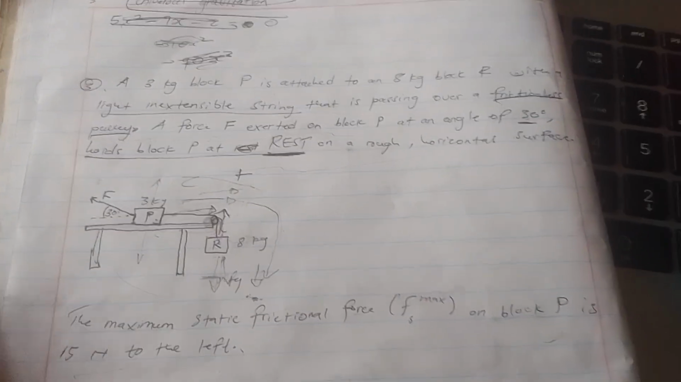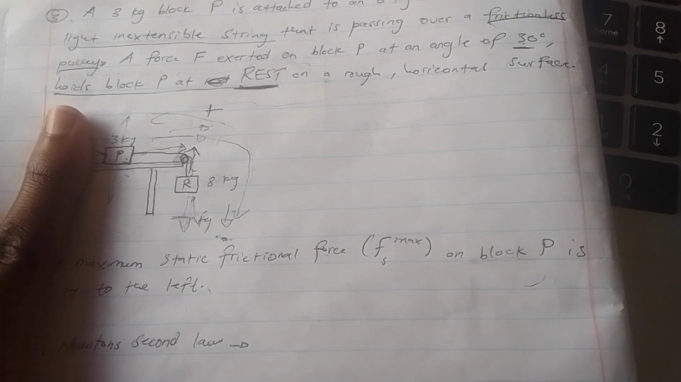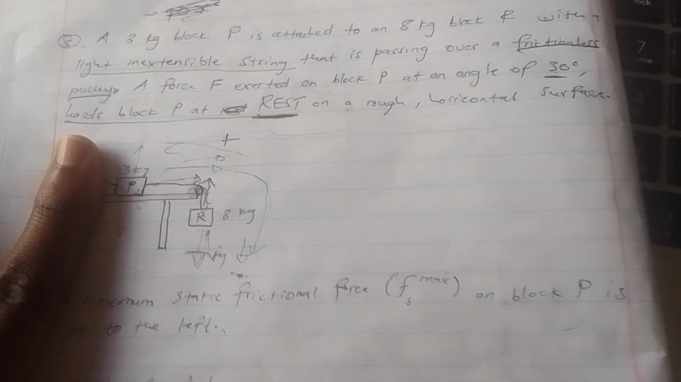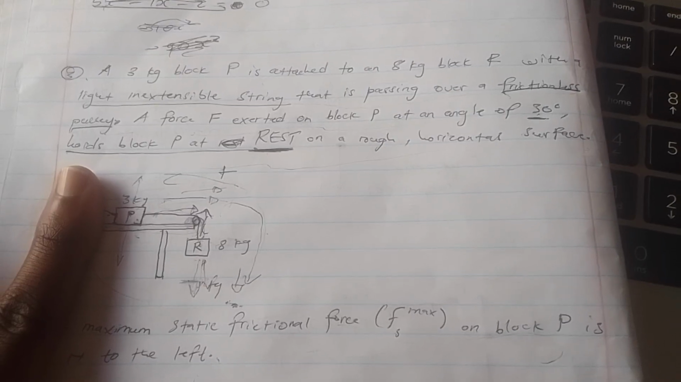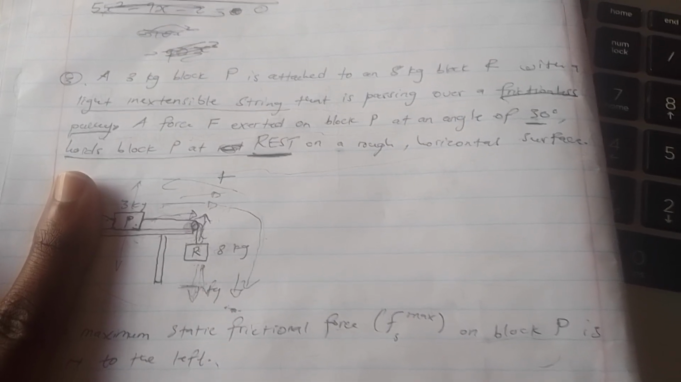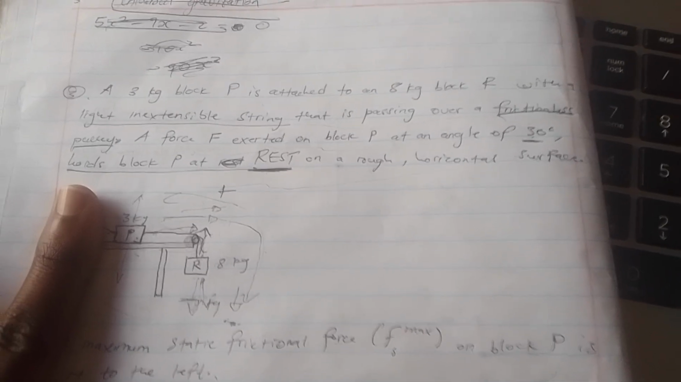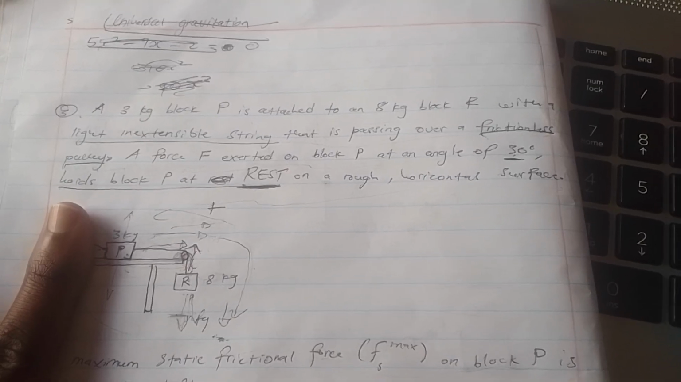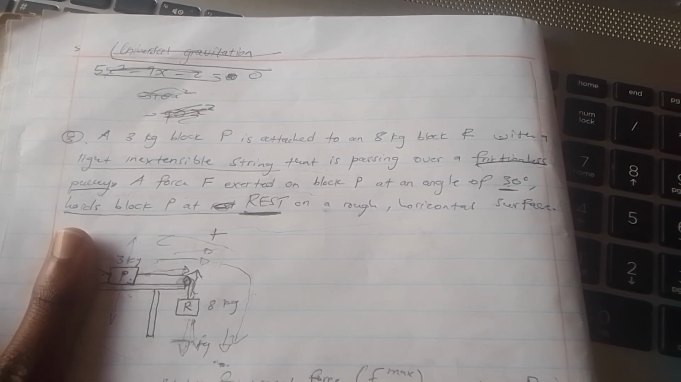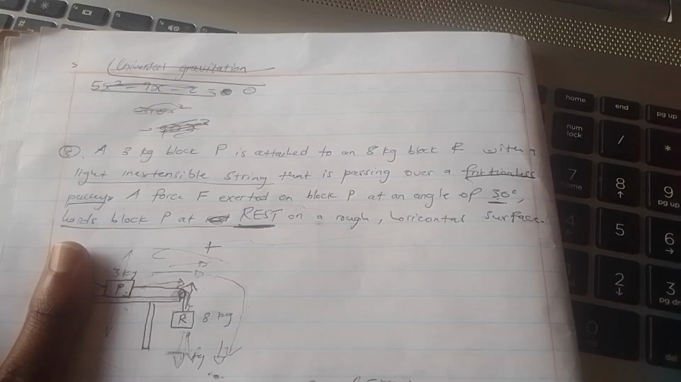And let's take for instance our F. Force F is not applied here. It is just a string connecting block P and block R. And you can see that the masses are different here. There's 8 kg on block R and 3 kg on block P, and block P is of a lesser mass. R is of a larger mass, which is the 8 kg block, which means that block P will accelerate towards the right because it is being pulled by our 8 kg block with a larger mass.